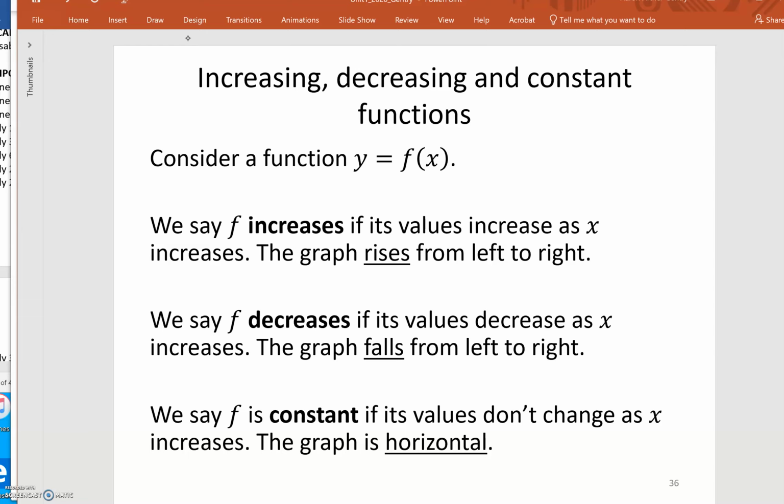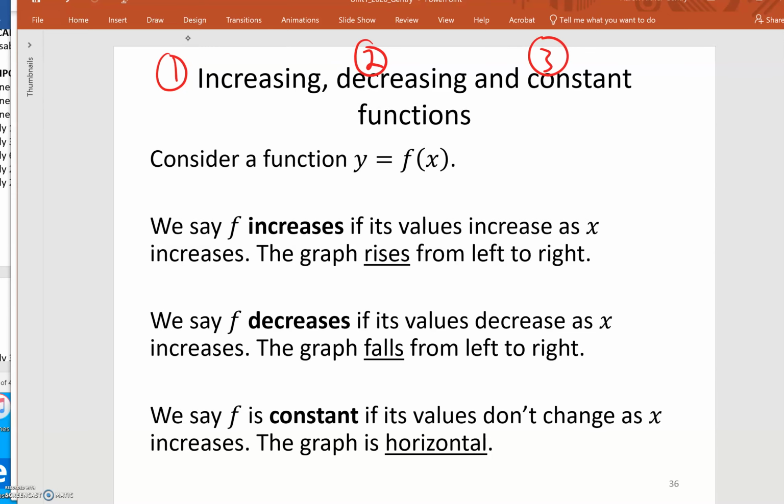All right, so let's now talk about some function behavior. This slide talks about what I would consider to be the 3 most basic types of function behavior: increasing functions, decreasing functions, and constant functions. Now keep in mind, we can mix these up. So you can have functions that are increasing and decreasing over different regions.